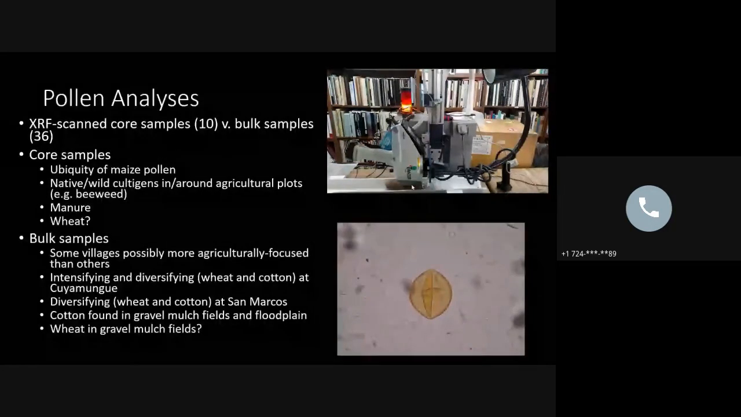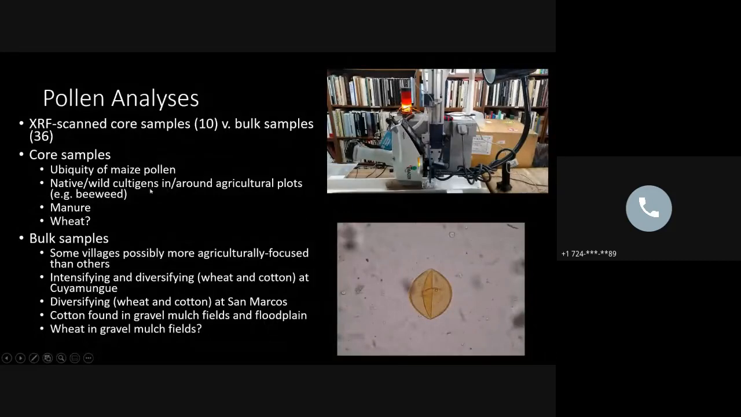The main takeaway from the pollen analysis of core samples was that we hit that lens pretty well. We found maize pollen in each of the contexts that was sampled that was a field context. So we were hitting that agricultural lens using this XRF coring methodology. We did also find native or wild cultigens in and around the agricultural field plots, such as beeweed. So that could suggest that those plants, we also found mustard as well, were being permitted to grow in that area and were being used potentially as cultigens.